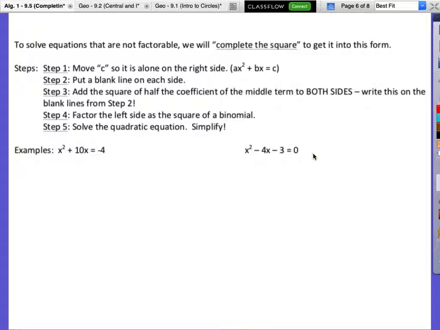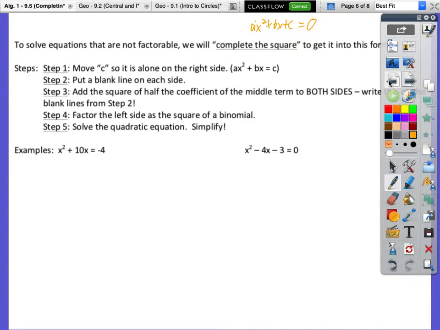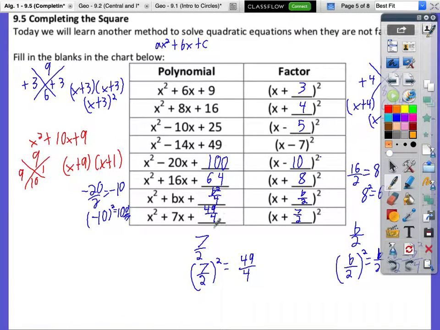Okay? So our first step is to move C so it's alone on the right side. Before, in the last chapter, we often moved everything over so it was all on the same side and we had 0 on the other side. Does that ring a bell, right? Okay, we had like ax squared plus bx plus c equals 0. We loved it equaling 0. Right now it doesn't have to. Okay, we actually want it to equal c. We want c by itself. We want nothing in this area. We want a blank there.